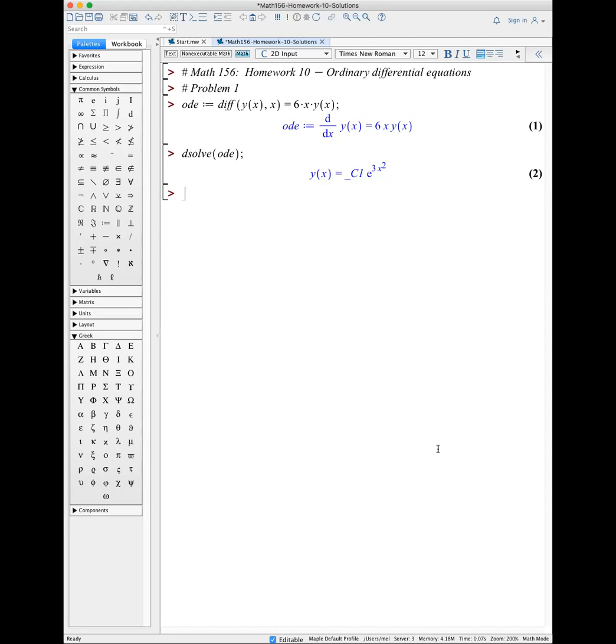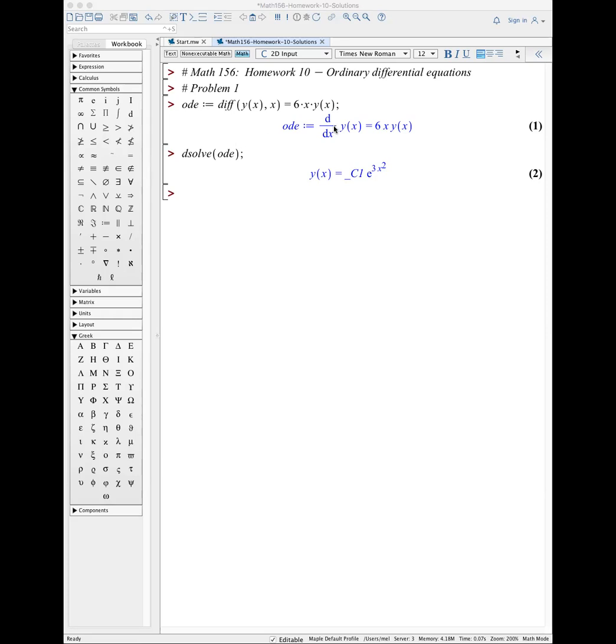The differential equation was dy/dx equals 6xy, to find the general solution. I'm saving this as ODE. I could call it anything I like, but I called it ODE. And this is the syntax for dy/dx. You can't invent something else; this is what Maple uses.